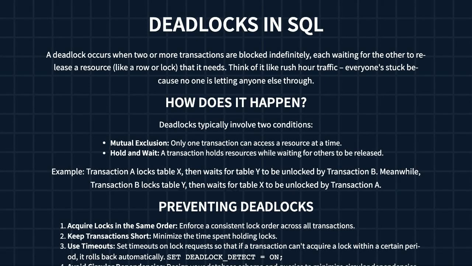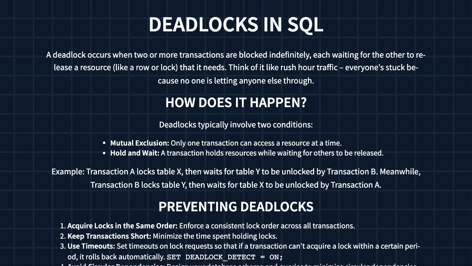Okay, let's talk about deadlocks in SQL. They can be really tricky to debug. A deadlock happens when two or more transactions get stuck waiting for each other to release resources. It's like a traffic jam where everyone is blocked because no one is letting anyone else go. They usually happen when multiple transactions are trying to access the same tables at the same time, and they need to wait for each other to finish their work.